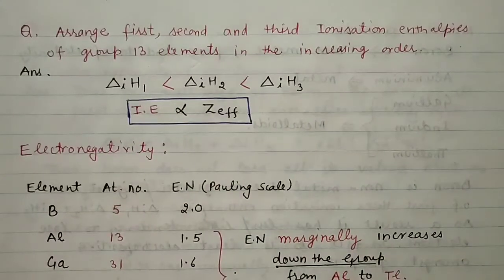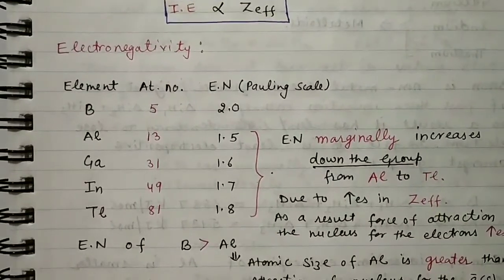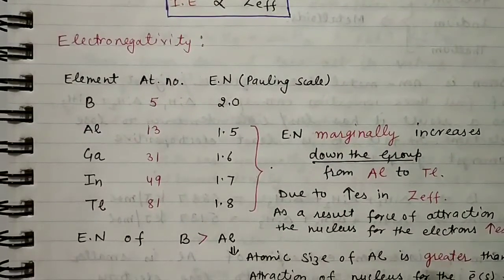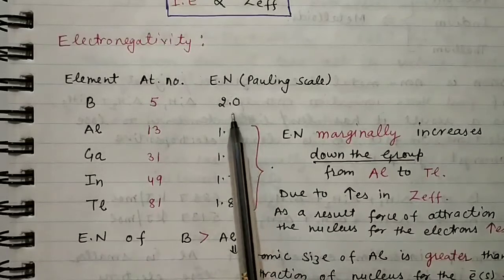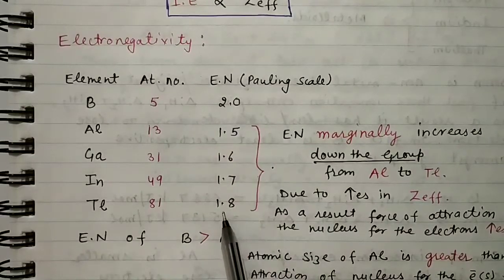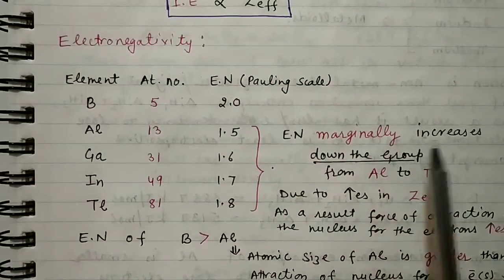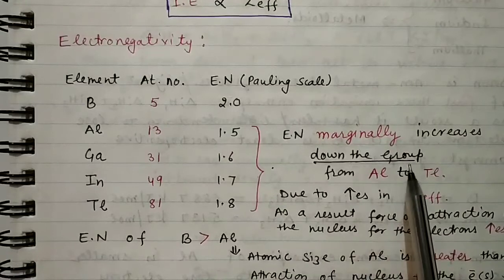Now if you look over the electronegativity, as you know that down the group value of electronegativity decreases. So boron will have the highest value of electronegativity 2.0, and thallium will have the least value 1.8. Electronegativity marginally increases down the group.